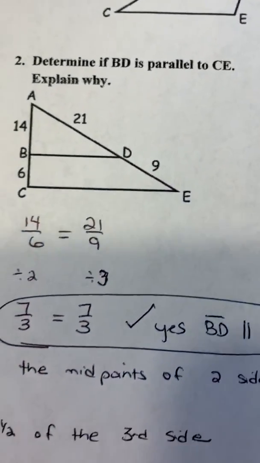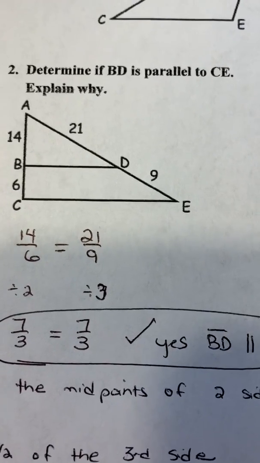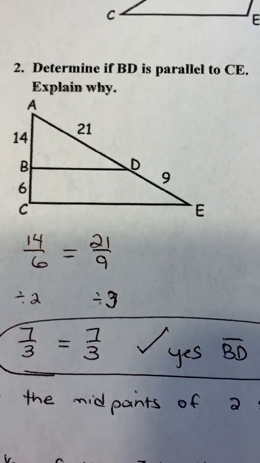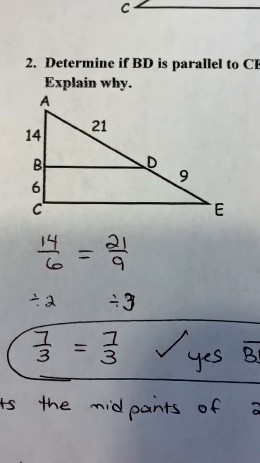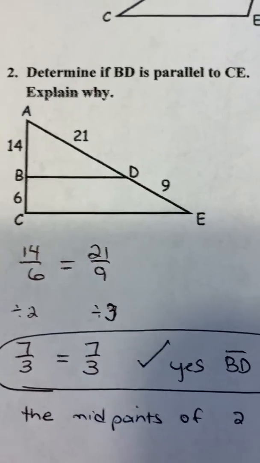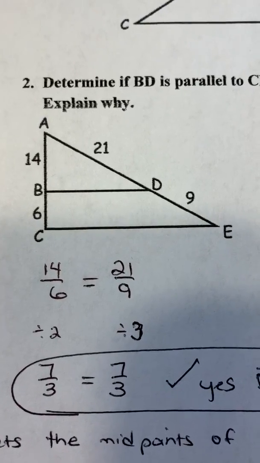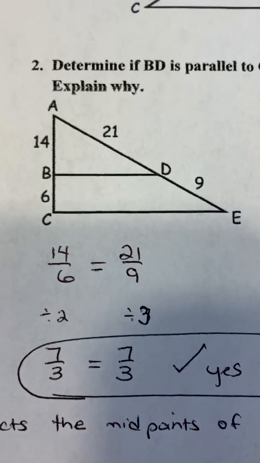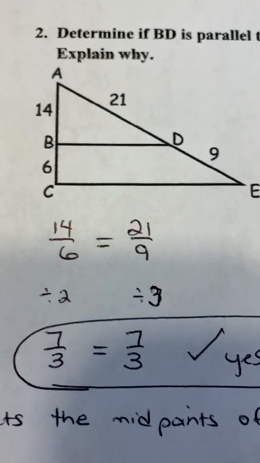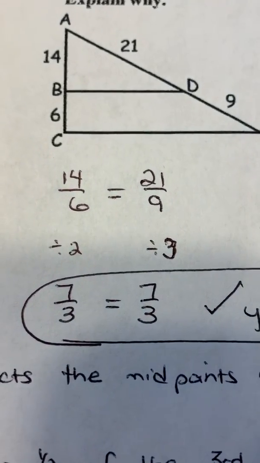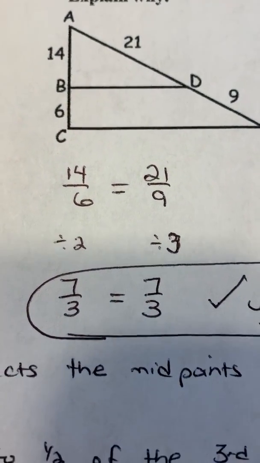Moving on to example 2, it says determine if BD and CE are parallel and explain why. So here's what you're going to do. You have nothing missing. There are no missing values. You have 14 is to 6 as 21 is to 9. What you're going to do is reduce those as far as you can, and you want to see and verify that you get the same answer on both sides, which in this case you do.